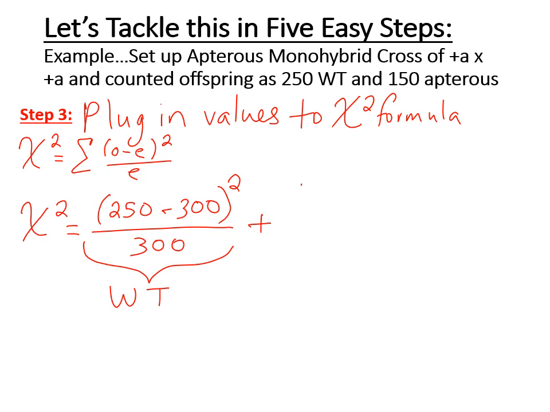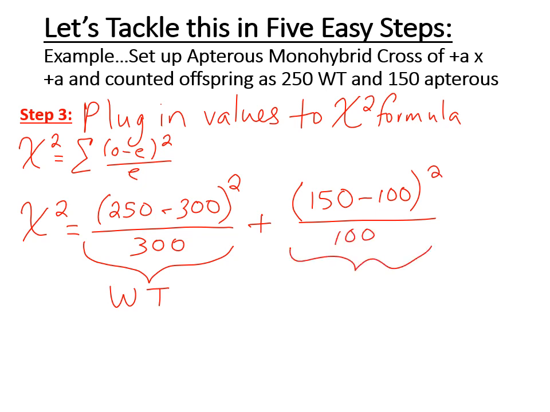So for the Apterus flies, how many did we observe? 150. It's right in the question. Then we had already calculated the expected to be 100. We square that and we divide by 100 because both of those 100s represent the expected number of Apterus flies. Okay? And then once you do that, you can usually use a calculator, or you can draw it out.